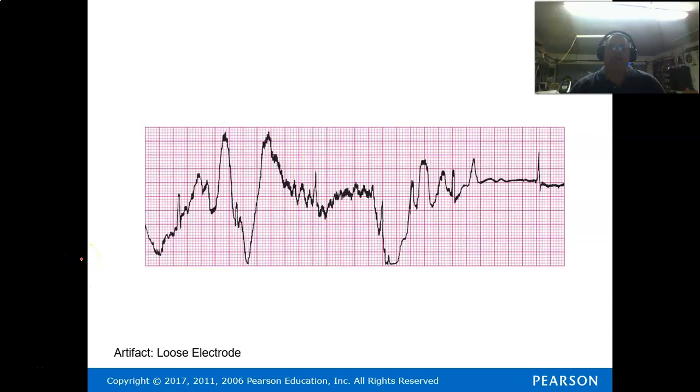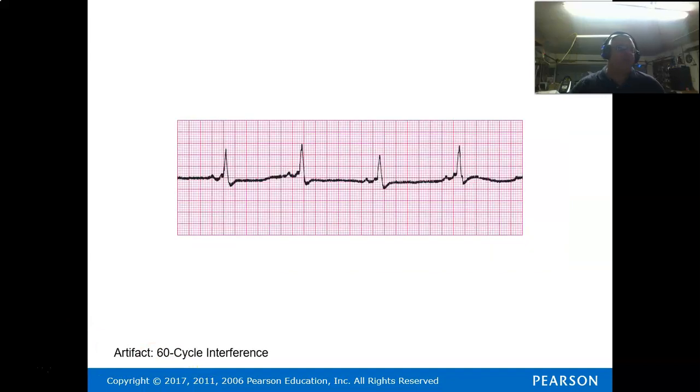Yeah, I got a loose electrode here. I'm getting all kinds of, I can't tell anything from that. I know that I got some QRS complexes in there. Yeah, I can tell you I got a QRS complex here, but really this isn't telling me much. And I need to probably fix my problem with the loose electrodes.